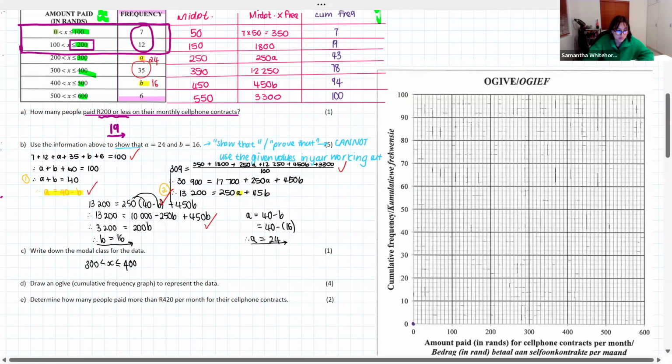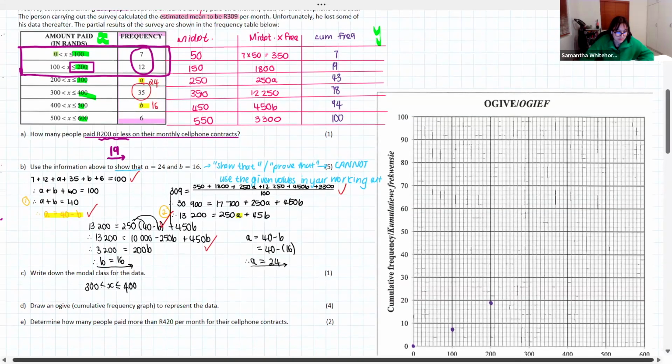Then we plot. So it was 107. These blocks are going up in 2. So 2, 6, 7, 219. And so we keep going. I'm not going to talk in your ear. I'm just going to keep plotting. Remember, it's cumulative frequency that you're plotting here.